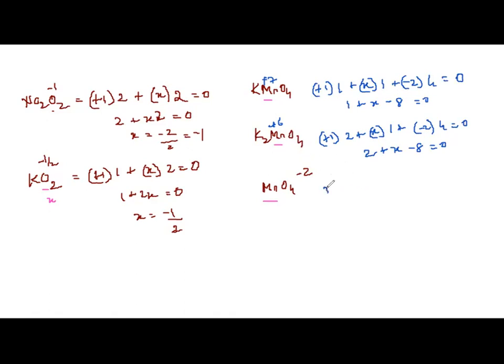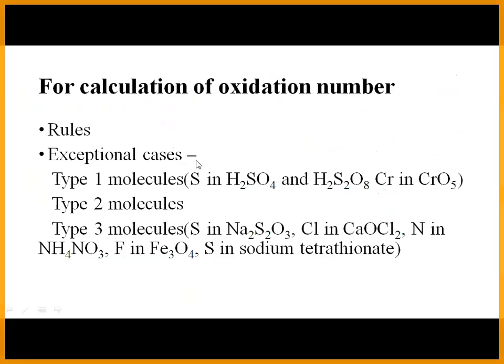Okay. Mn again, x into 1 plus oxygen minus 2 into 4 is equal to what? It is equal to minus 2. Therefore, x minus 8 is equal to minus 2. X is equal to what? 8 minus 2 is 6. So here also it is plus 6. MnO4 minus 2, it is plus 6. Is that right? So this is how we find the oxidation states. These are the rules to find the oxidation state. Fine. Now there are exceptional cases. Exceptional cases.